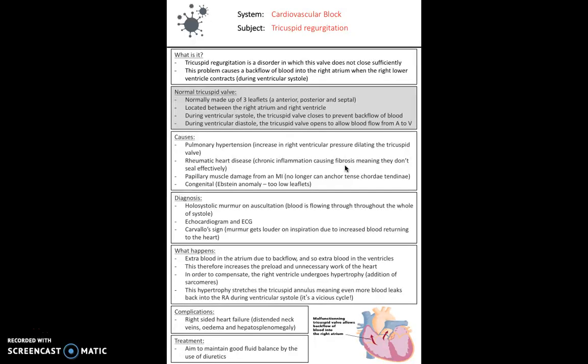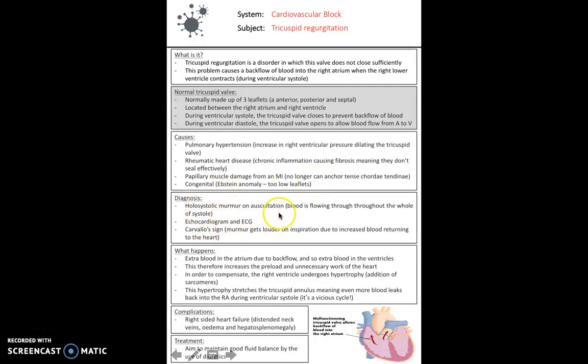Rheumatic heart disease again is implicated, but this time it's fibrosis which causes them to not seal effectively. There's no commissural fusion in this case. They actually just don't seal effectively, and as a result blood can backflow through them. There's also papillary muscle damage to consider, which may be from an MI, and congenital causes as well, such as Epstein's anomaly, which is where you've got the leaflets lying too low.